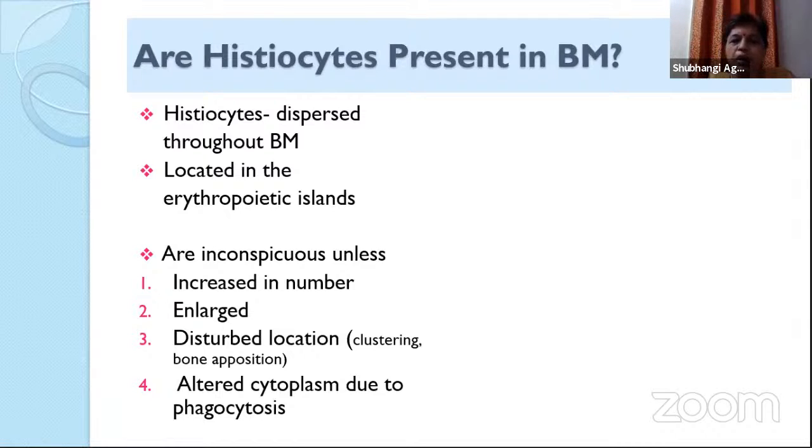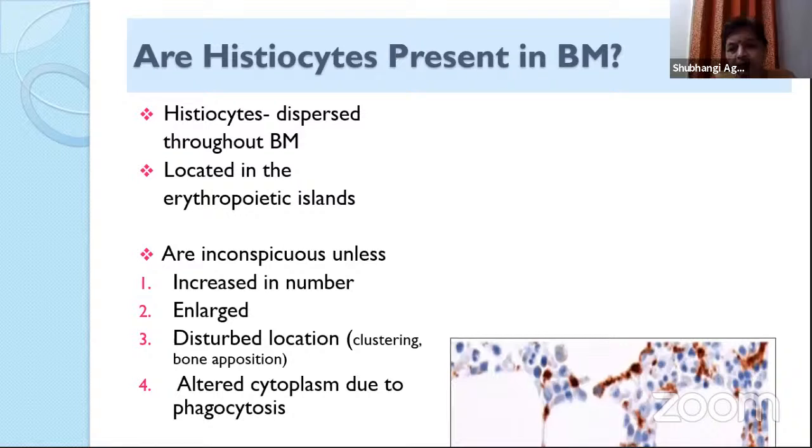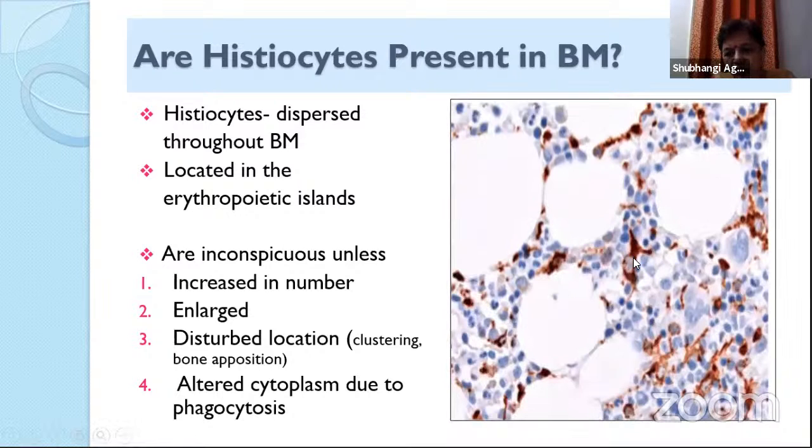Yeah, thank you. These histiocytes are dispersed throughout the bone marrow. They are usually located in the hemopoietic islands in the bone marrow. These are the histiocytes which are stained by CD68 immunostain, and they are positive for CD68, and these are seen in the hemopoietic islands, that is erythropoietic islands in the bone marrow.